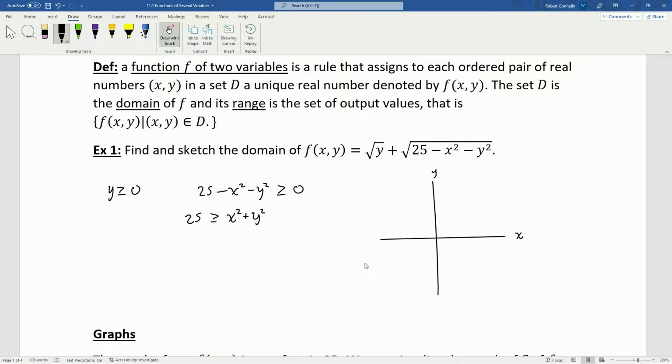well, what do we see? Well, this here is the circle and the inside of the circle, right? So this is a circle, radius 5 with interior, and we call that a disk. But this restriction here tells us that it's only going to be the top half of the circle. So it should look something like this.